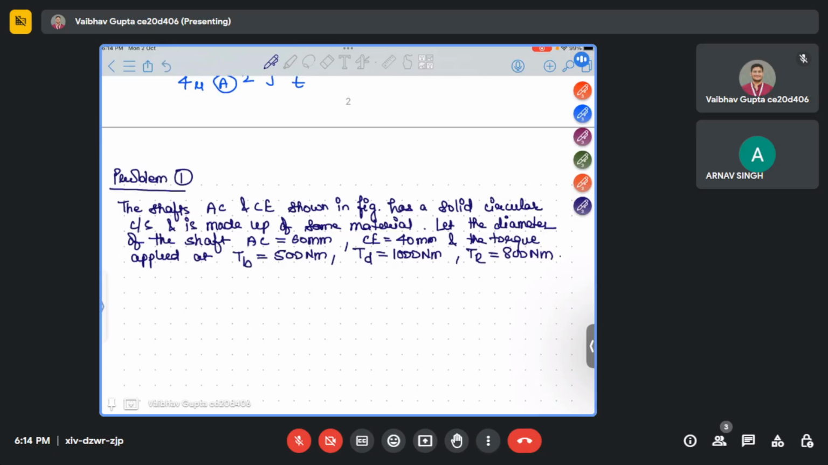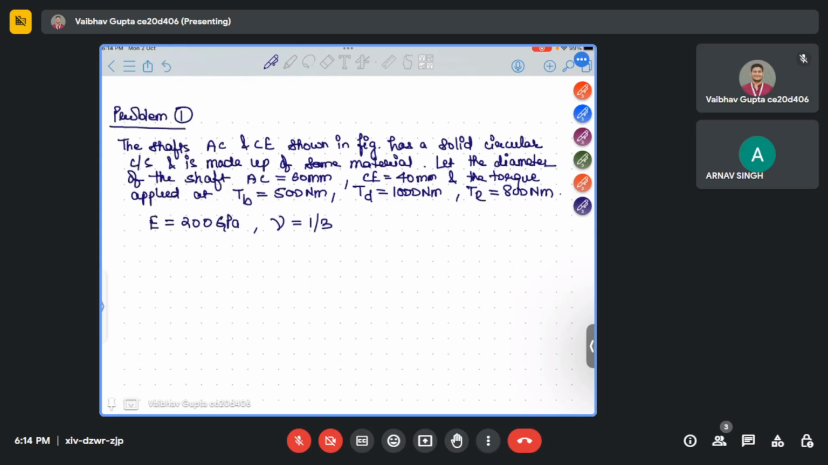Okay, then you have to find the following things. The material properties have been given to us as E is 200 GPa and Poisson's ratio as 1 by 3. Okay, so I'll draw the diagram first.